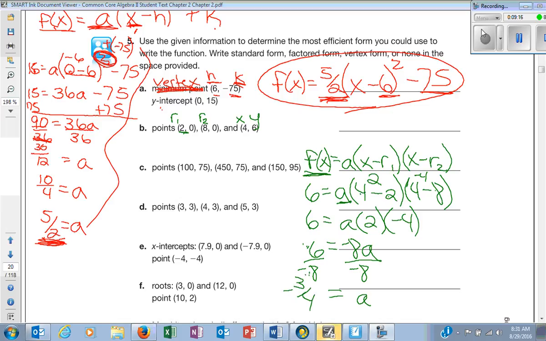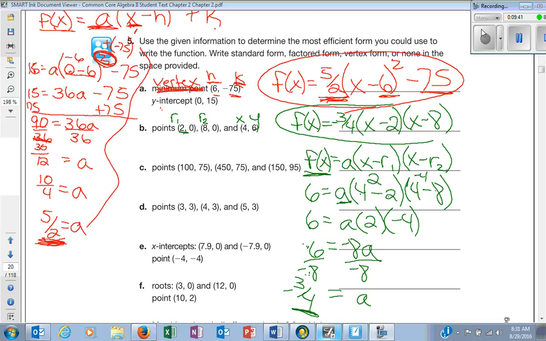Is that my answer? Am I done? No. What does the question want me to write? The equation. So I go f of x equals A, which is negative 3/4, x minus R1, which is 2, x minus R2, which is 8. And there is the answer to that question. What do we think?